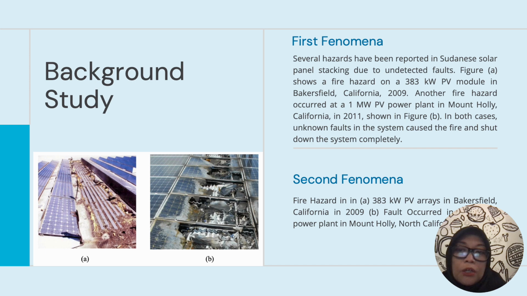Undetected faults in solar panels have led to several hazards, including fire incidents. For example, a fire broke out on a 3 kilowatt PV modules in Bakersfield, California in 2009, and another occurred at a 1 megawatt PV power plant in Mount Holly, California in 2011. In both cases, unidentified system faults caused the fires, resulting in complete shutdown.